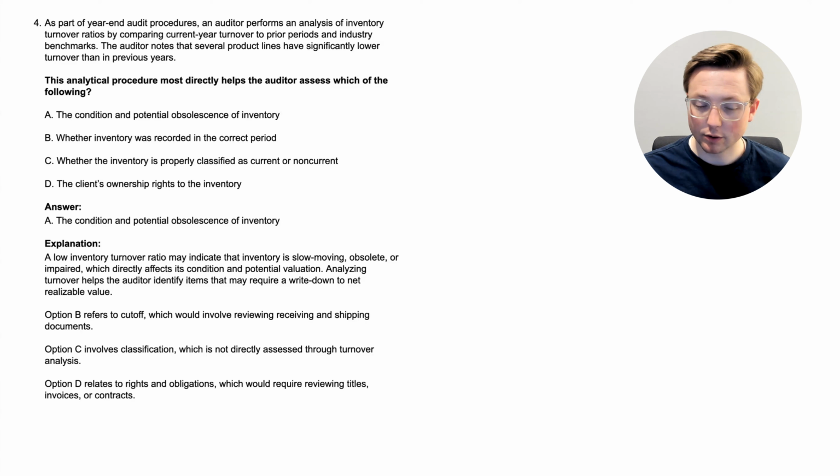Let's go through the other options. Option B was referring to cutoff, which would involve reviewing receiving and shipping documents, not looking at the turnover ratios. Option C involves classification, which is not directly assessed through turnover analysis. And option D relates to rights and obligations, which would require reviewing titles, invoices, or contracts. Again, turnover analysis would be for checking the condition and potential obsolescence of inventory, as we just learned. Now let's go to the next question.